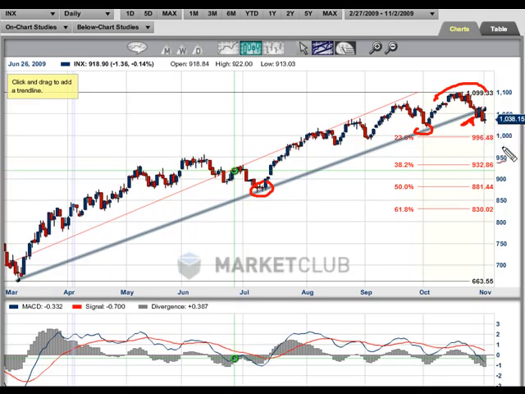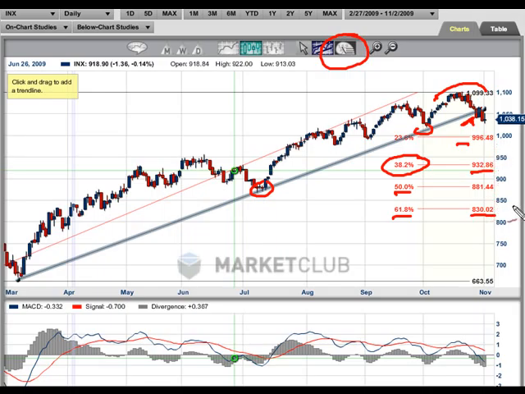Now, I've already drawn in the Fibonacci numbers. This is our Fibonacci tool right here, and this is the first target zone, which is around 996.48, which is a 23.8%. More importantly, the 38.2% is here at 932.86, and so on. The 50% at 881.44, and the 61.8%, which is 830.02. Now, I know it seems like a big move from down here, but it's certainly potentially there.